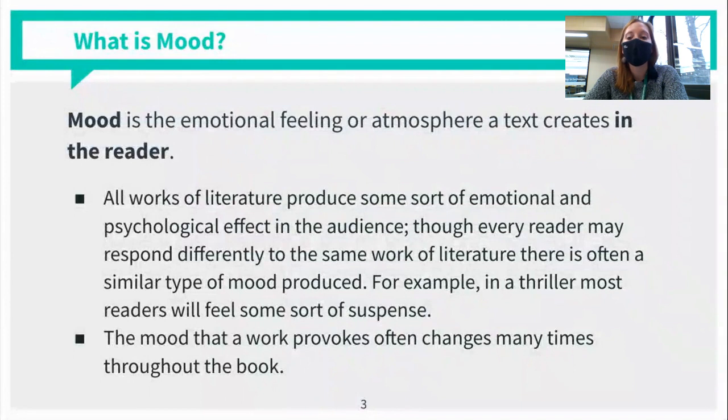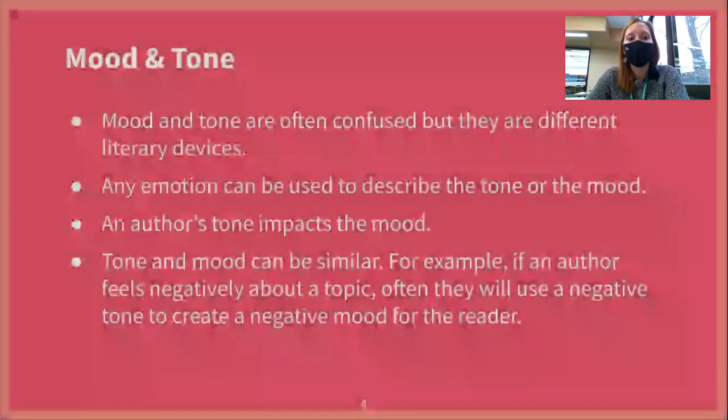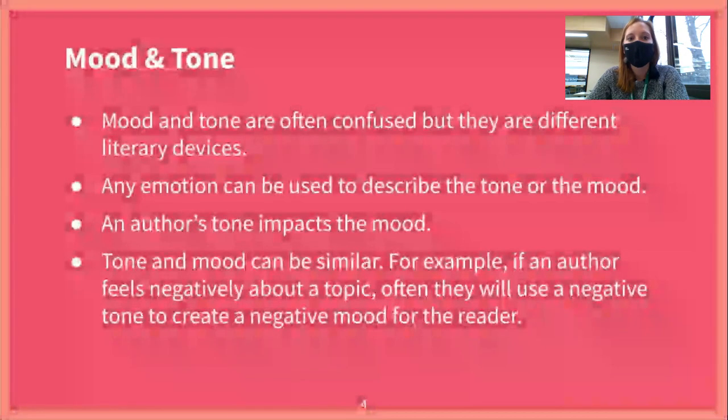So for example, in a thriller, most readers will feel some sort of suspense, right? If you guys all went to a horror movie, we might all feel a little different about the movie, but we'd all probably have some sense of dread or suspense or terror at some point in that movie. The mood that a work provokes often changes many times throughout the book. Most books, especially chapter length, are not going to have one mood the whole way through, but different scenes might have specific moods. So mood is how you, the reader, feel about something in the book.